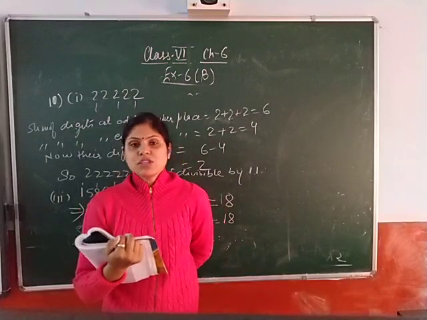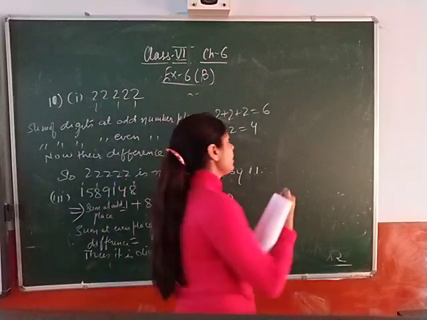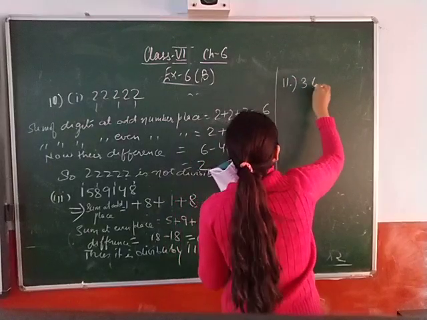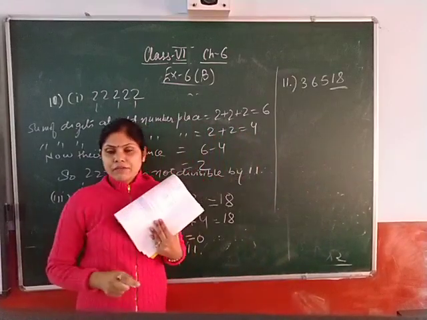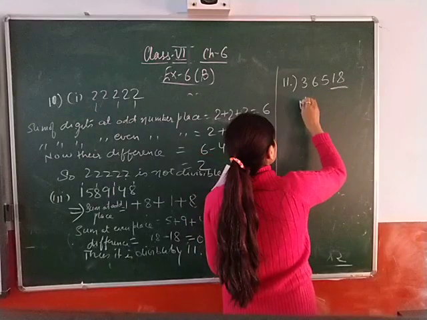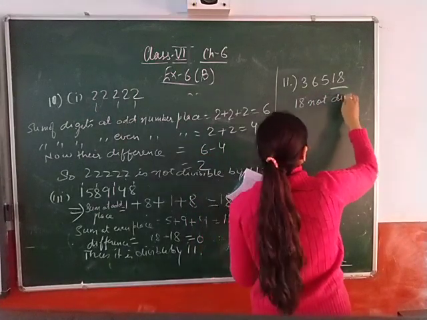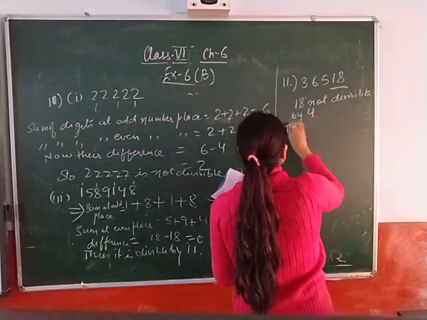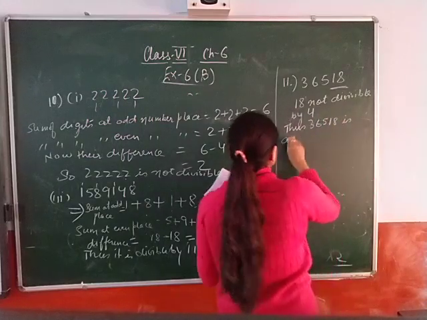Okay, the first one, number 11 first. 18 is the last two digits now. The number given in the 11th one is 3, 6, 5, 1, 8. You have to check this one only. Is 18 divisible by 4? No, that means the whole number is not divisible. 18 not divisible by 4, thus 3, 6, 5, 1, 8 is also not divisible.